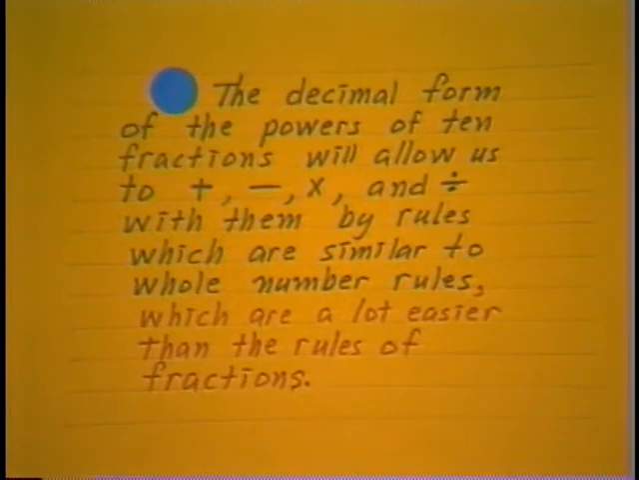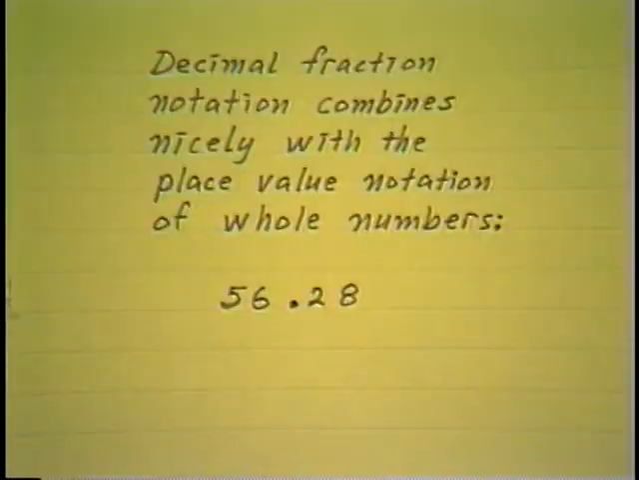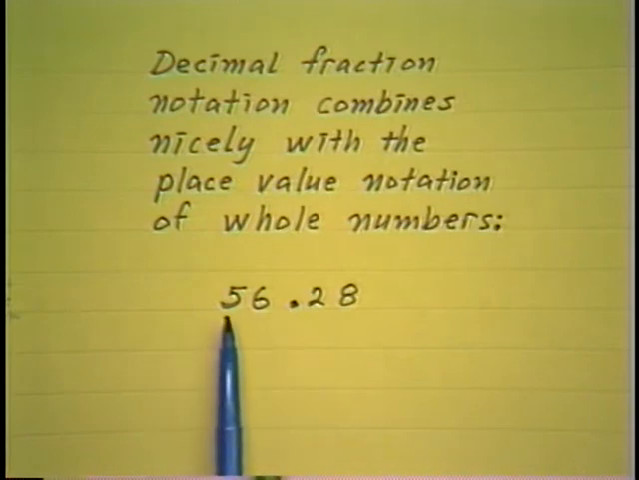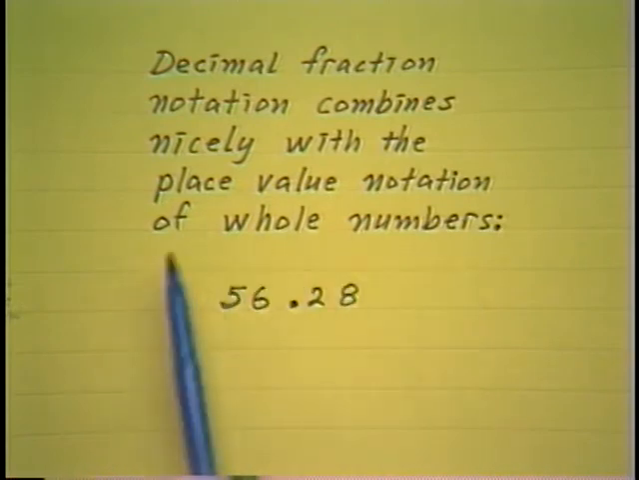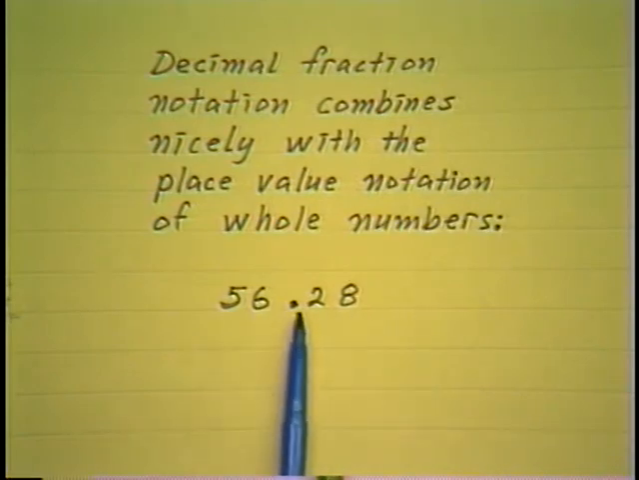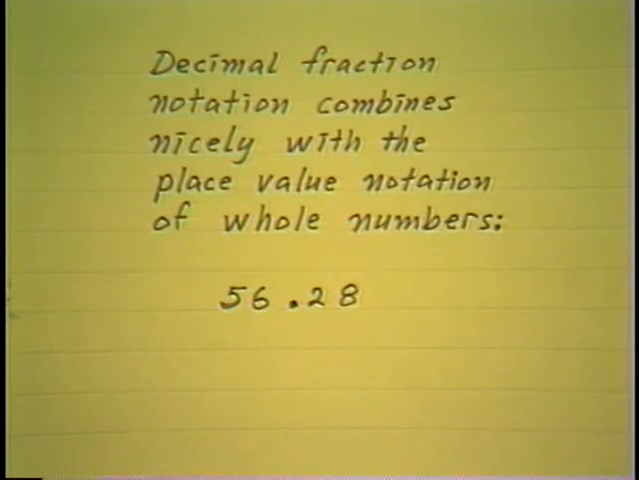Now the genius of this system is that the decimal form of the powers of 10 fractions, which is what we call decimals, will allow us to add, subtract, multiply, and divide with them by rules which are similar to whole number rules, which are a lot easier than the rules of fractions, which I'm sure you're convinced of after our last chapter. And as it will turn out, the decimal number combined with whole numbers allows us to treat the mixed number as though it's one number. It's a very convenient notation.